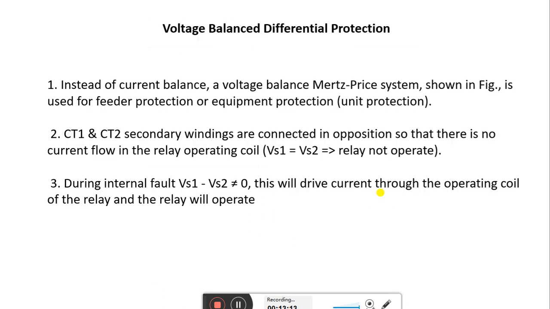Now we'll talk about the voltage balance differential protection system, because initially we discussed that we have two types of protection system.